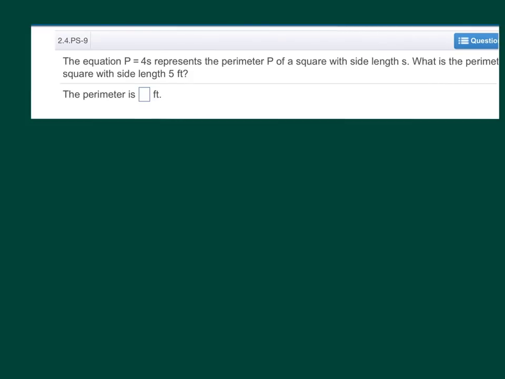The equation p equals 4s represents the perimeter p of a square with side lengths s. What is the perimeter of a square with side lengths of 5 feet? So we have the equation p equals 4s. In this case, 4 represents our k, the constant of proportionality. All you have to do is plug in 5 for s, and 4 times 5 gives you 20.